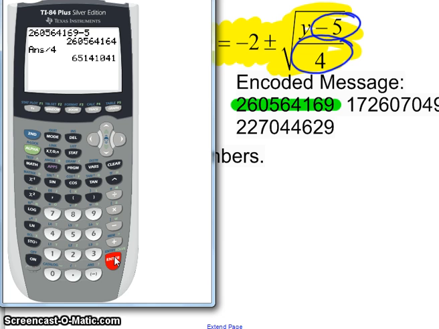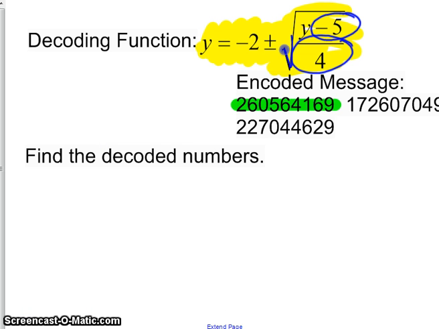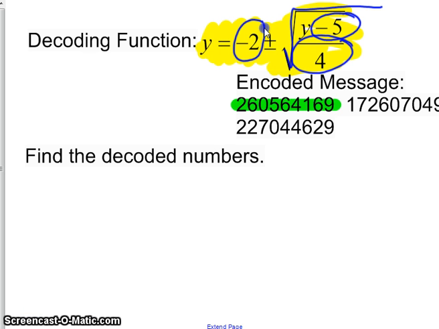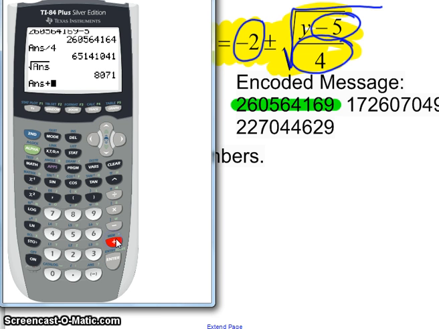Okay. After I have that answer, I want to take the square root. Square root of my answer equals 8,071. Okay. And then after I have that number, I want to add a negative 2 to that. I'm going to add a negative 2, which, by the way, is the same thing as subtracting 2. So that's 8,069.